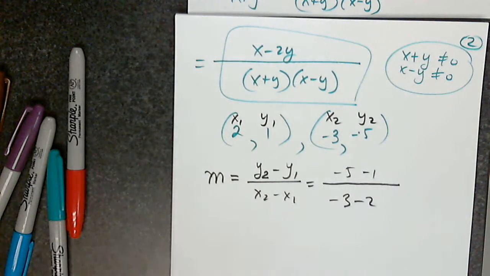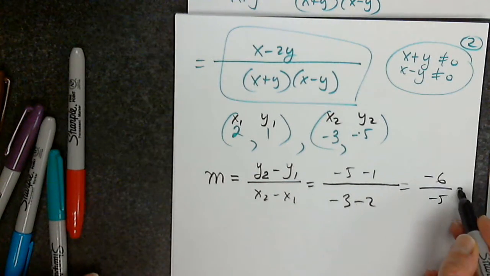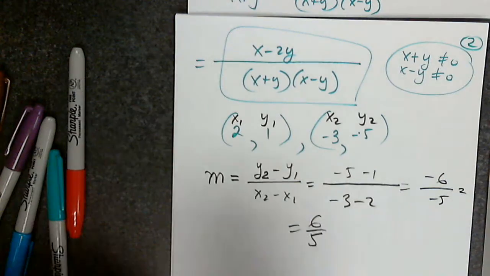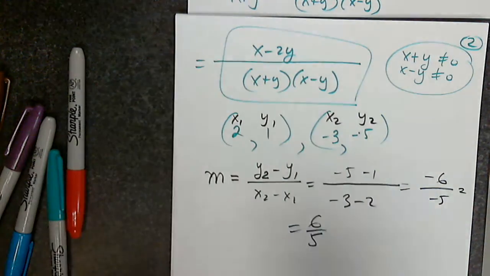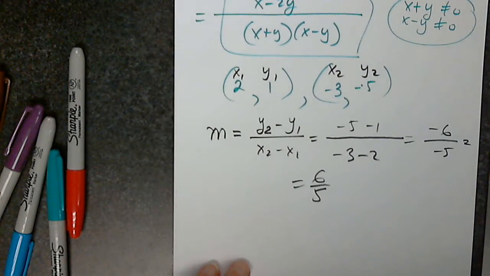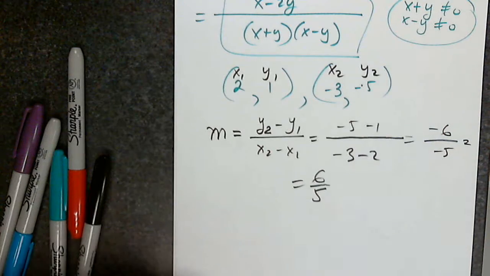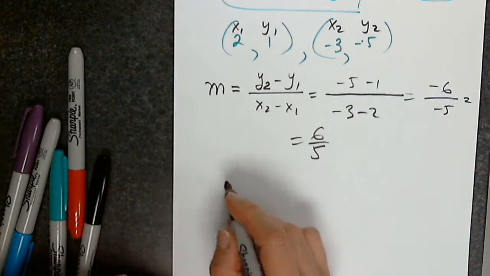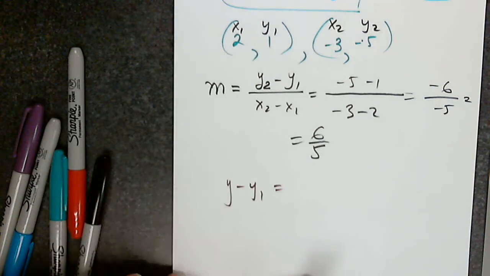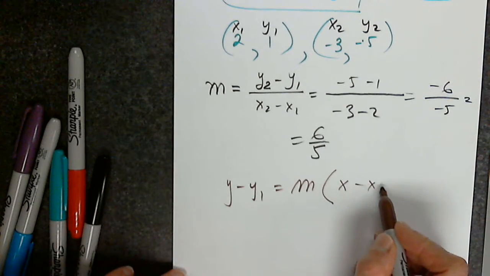So the numerator is negative 6. Good. And the denominator is -5. So the slope is 6/5. Good. Now what do I do next? This is just the slope of the line passing through these points. It's not the equation yet. Yes? Awesome. What do I write? Y minus y1 equals 6/5 times x minus x1.